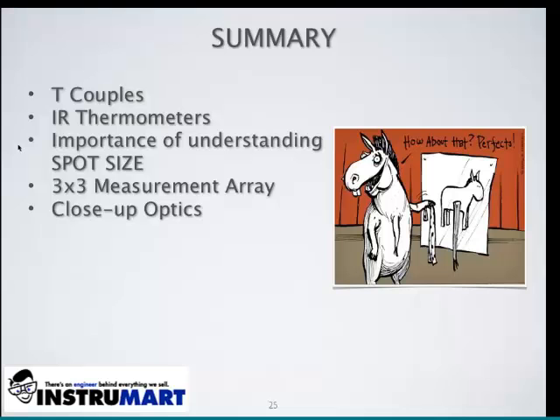Close-up optics have a fixed working distance and a fixed spot size. And we talked about accessory optics available for the T420 to include a 100 micron lens and a 50 micron lens. And of course, we talked about the extreme measurement and resolution capabilities of an 8300 camera that can take you to 3.5 micron spot size resolution.